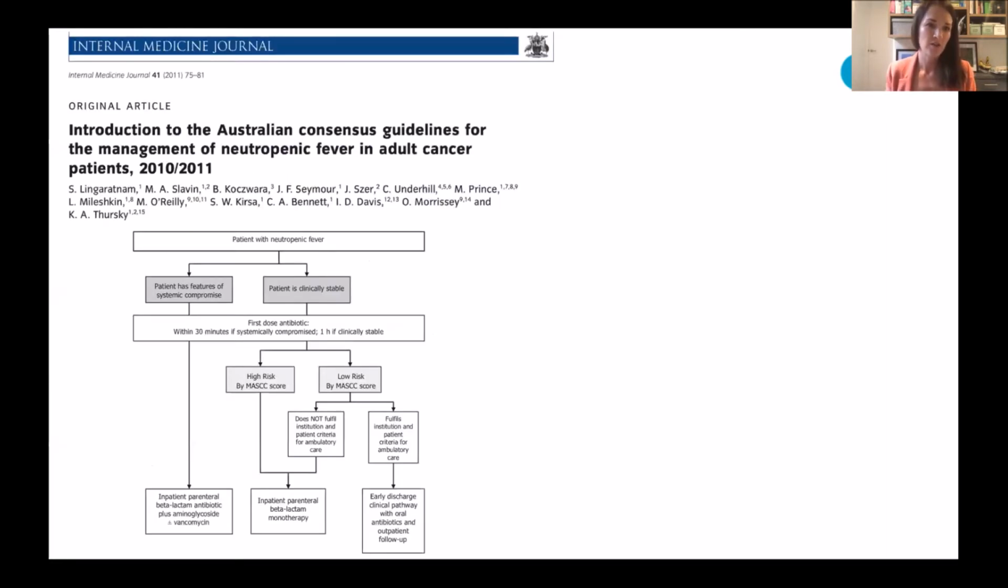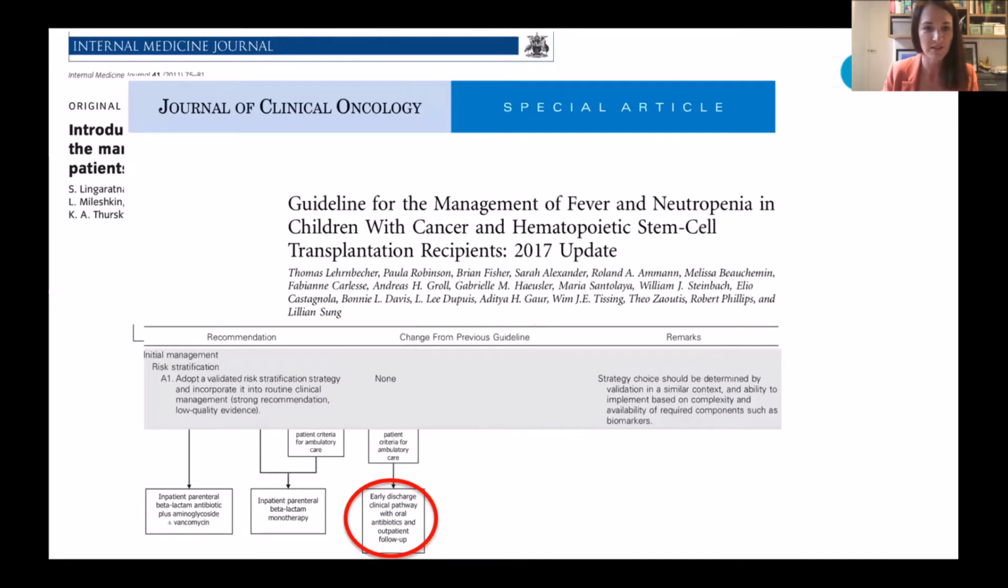So based on the mounting evidence of the safety and improvements in cost and quality of life for home-based care, it has been recommended in a number of national and international guidelines. So these are the guidelines from Australia. They're a little bit old now, from 2011, but really the recommendations don't change for risk stratification and early discharge of low-risk patients. In paediatrics, we've produced a more recent guideline that again recommends centres adopt a risk stratification strategy and implement that into management.